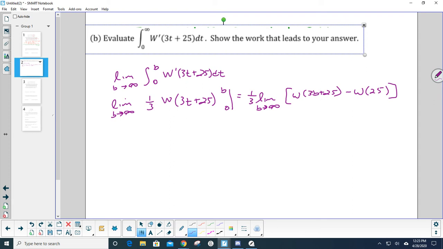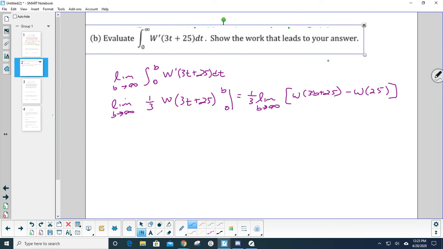But if we look back at the problem at the top, it says it's a logistic differential equation. So let me find out where I did. I Googled logistic differential equation, and I found this information. So I'm going to write this off to the side.